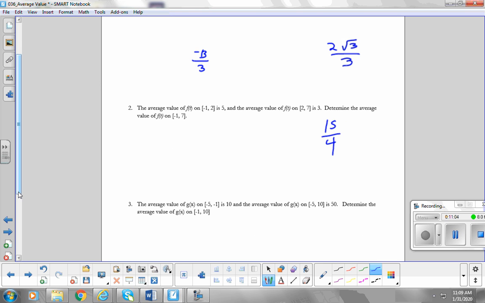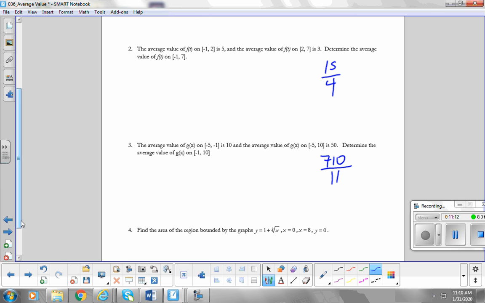Number 3 was 710 over 11. Number 4 was 20. Before I move to the back. What? Number 4. Number 4, yeah.